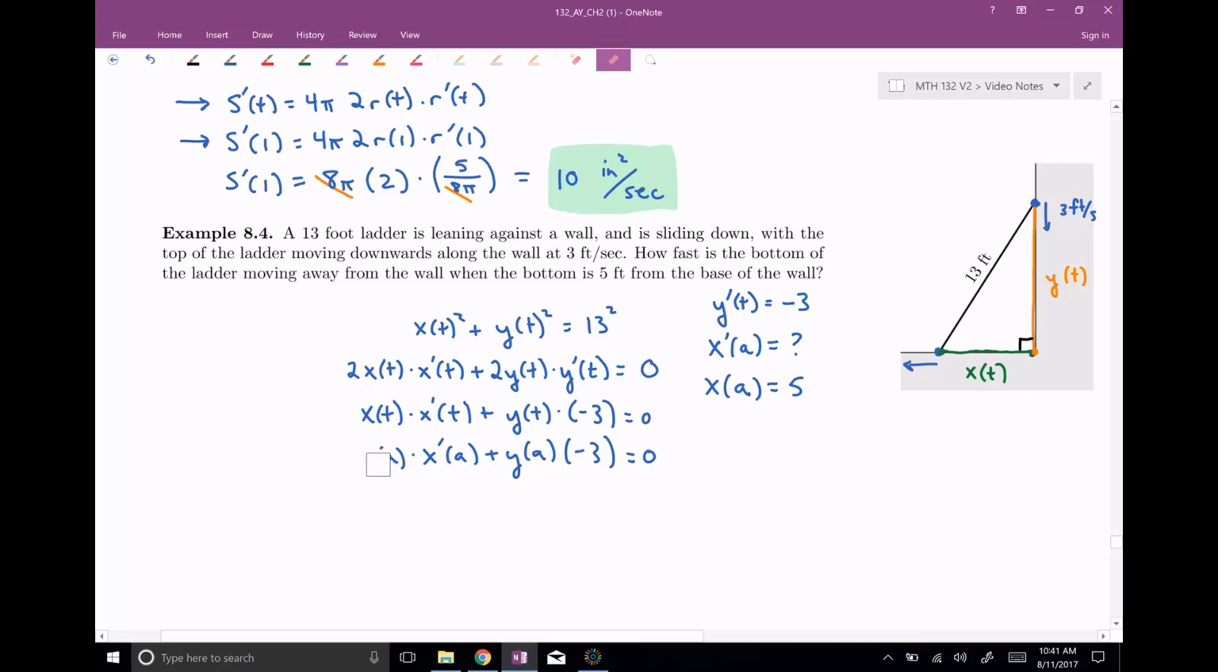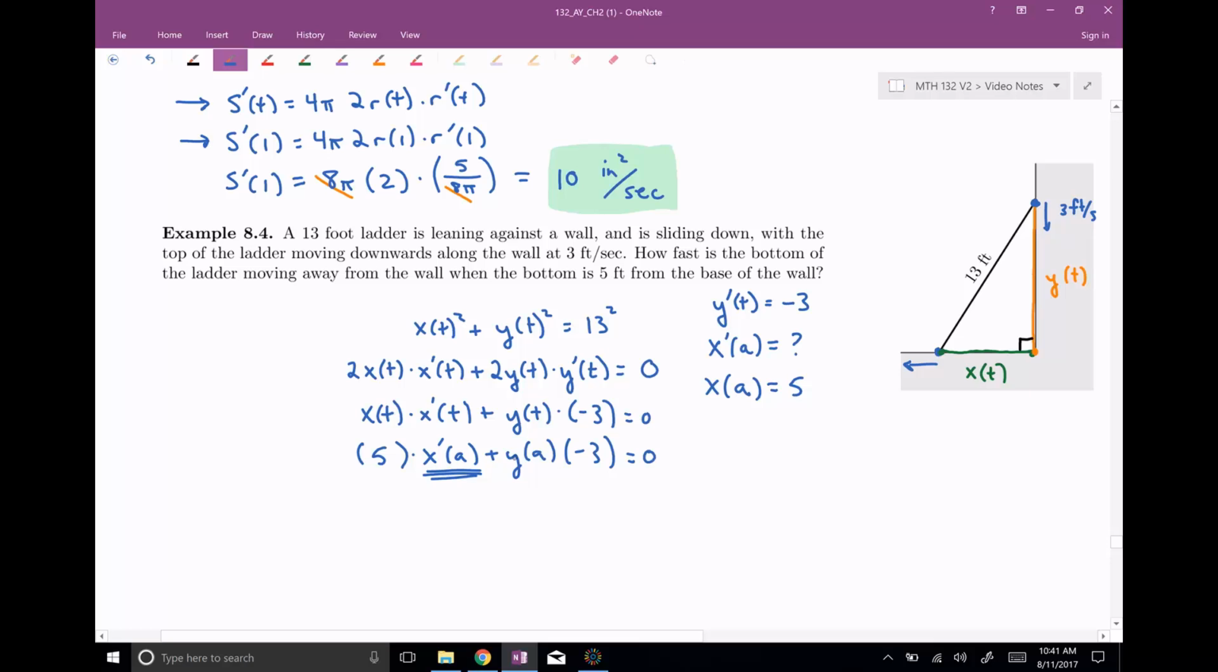The only thing that's really keeping me from doing this is that I have this extra variable here, this y of A. If I could somehow get rid of that, then I could just move everything to the other side, and I would get x prime of A. So I need what y of A is. So what is the height of this ladder at this particular instance? So I'm going to go ahead and draw another one of these triangles here.